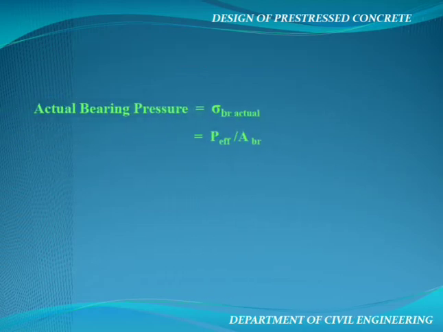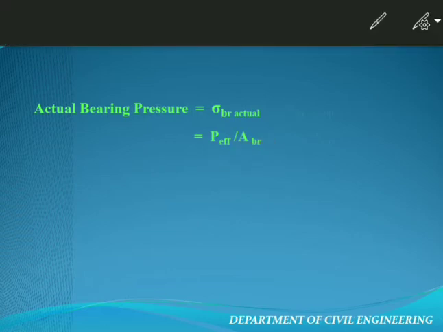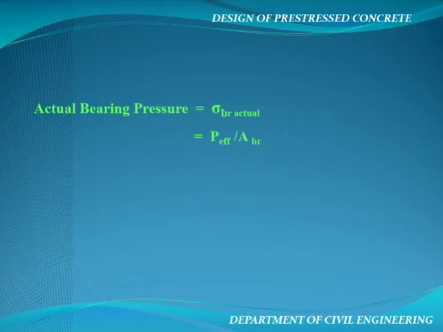Next, actual bearing pressure. We get the actual bearing pressure as P effective upon area of bearing. So, substituting the required values, we get a bearing pressure of 7.6 Newton per mm square. So the total effect of the bearing on the section is 7.6 Newton per mm square, which is not that great a pressure, and generally it will be satisfied with the available section.